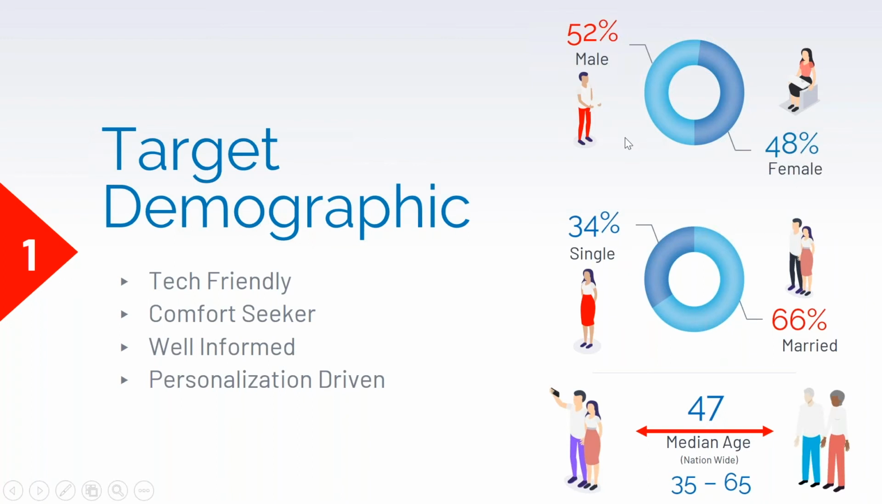So starting with male and female, it's really split down the middle. So we are not really skewing far off to male or female. So it's really right down the middle. We also skew more heavily towards married couples. And then our median age nationwide is about 47. But when we do our advertising, we are looking at a range of 35 to 65.